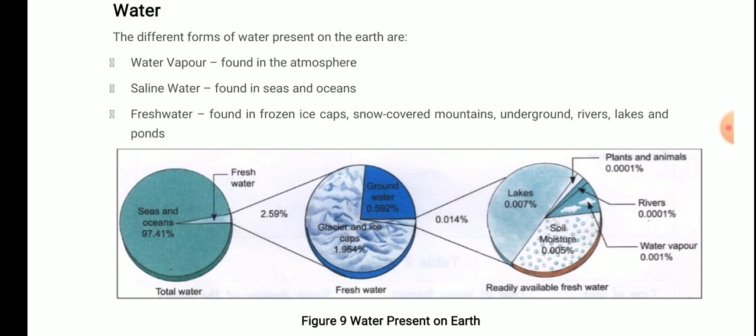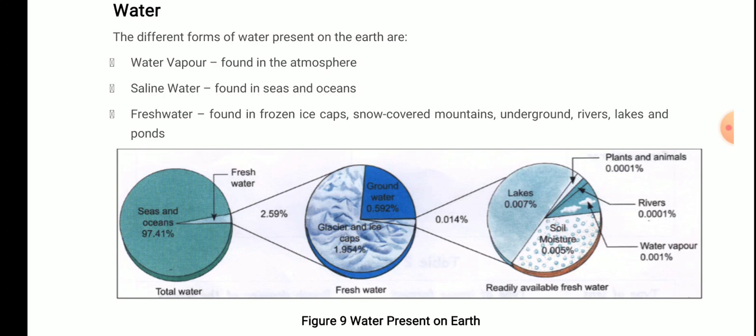Where is that 0.014%? It is in lakes, soil moisture, rivers, water vapors and plants and animals. So you can see that it is very less in amount as compared to the total water which is available for the use of human beings, plants and animals. The lakes constitute only 0.007%, soil moisture contains 0.005%, rivers contain 0.0001%, whereas water vapor only 0.001%. So now you might understand why it is said that there is scarcity of water.